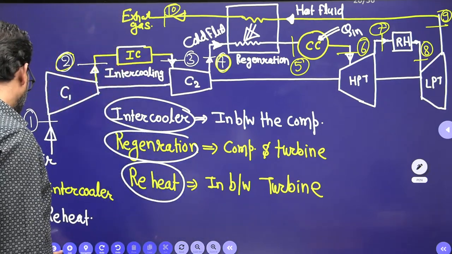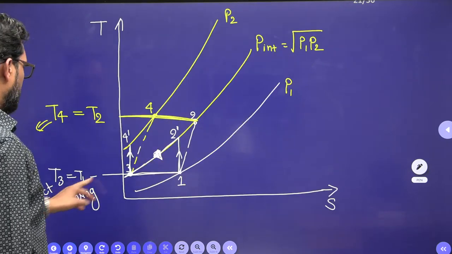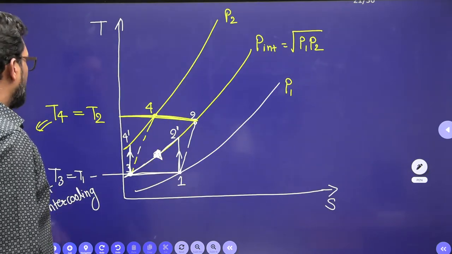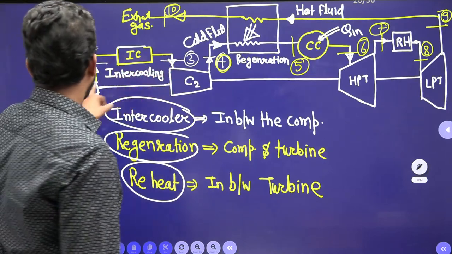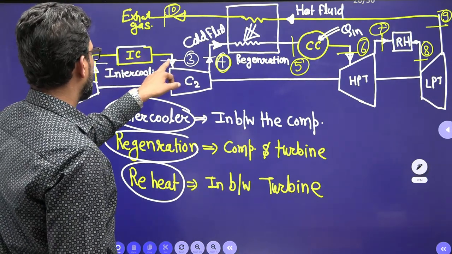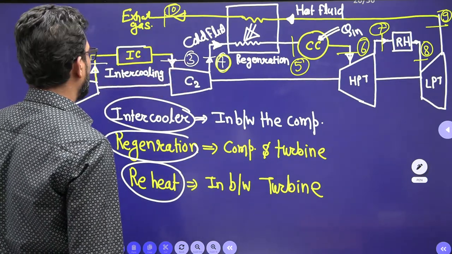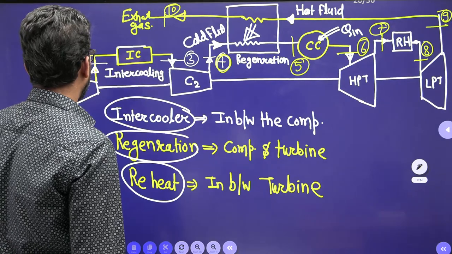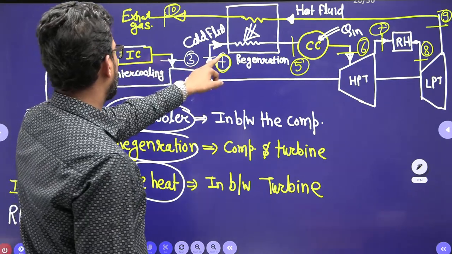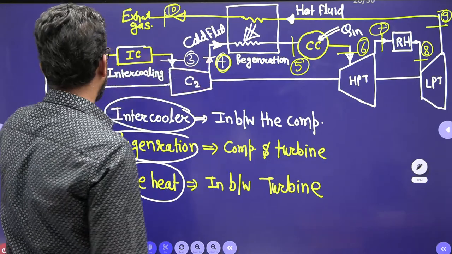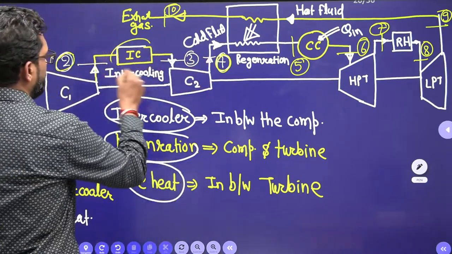See, T1 is equal to T3. That means the exit from the cooler is the same as the inlet to the cooler, and the exit from the condenser is the same as this. That means this is for the intercooler.